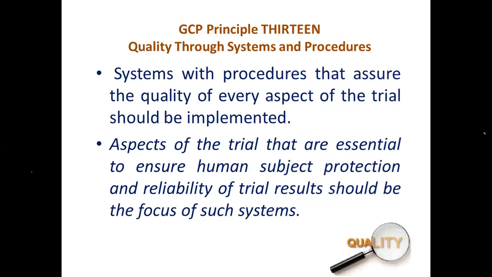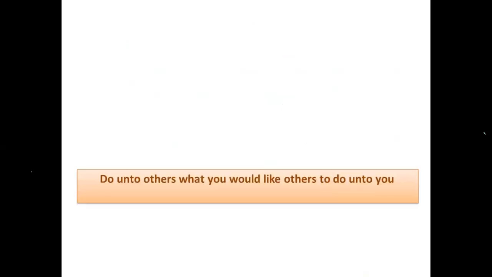And lastly, GCP principle 13, that is quality through systems and procedures. So systems with procedures that assure the quality of every aspect of the trial should be implemented. And aspects of the trial that are essential to ensure human subject protection and reliability of the trial results should be the focus of such systems.